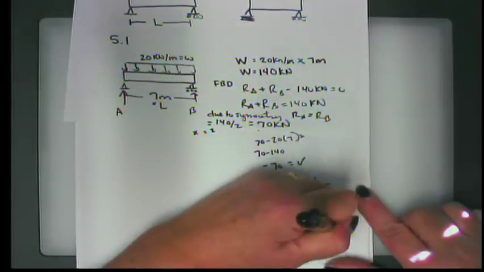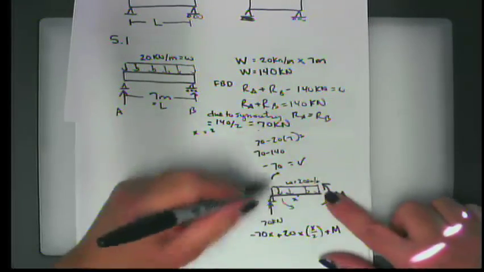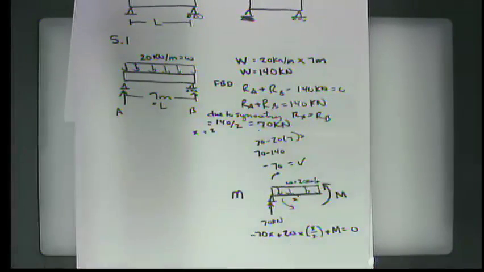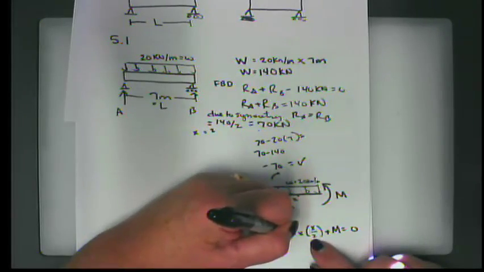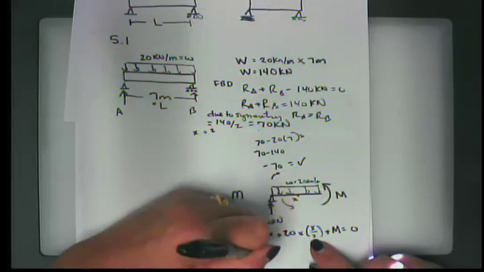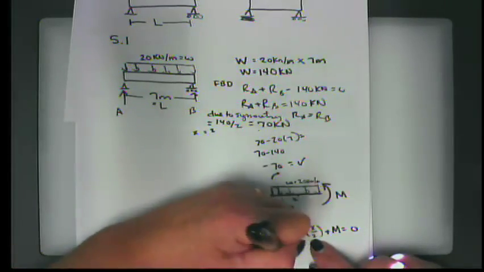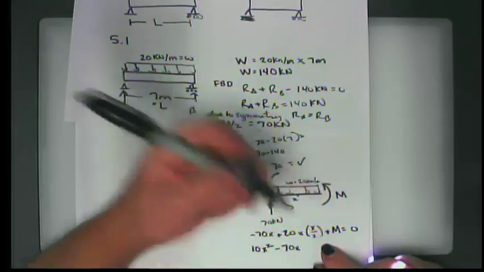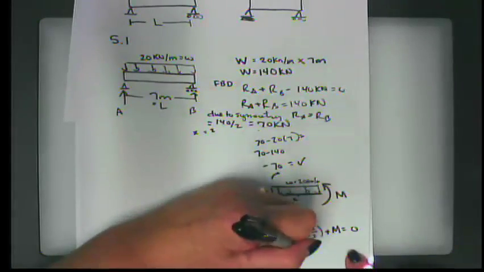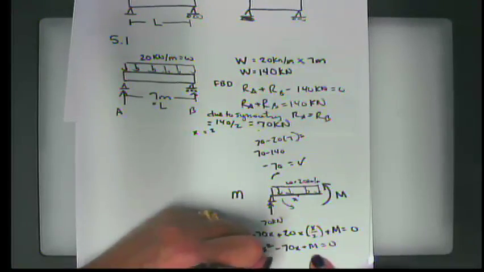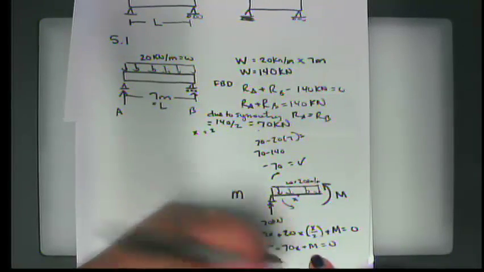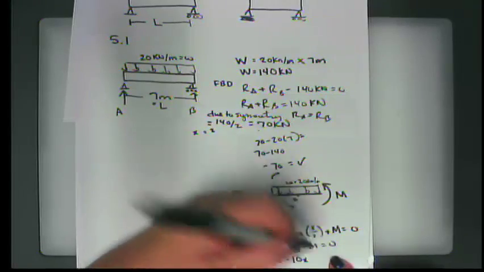And then if I add to that M, because that is also counterclockwise, that has to equal 0. So what I get is a second order equation, or a quadratic equation. This term is 20 divided by 2, which is 10, x squared, minus 70x plus M equals 0. Or I could say M equals 70x minus 10x squared.